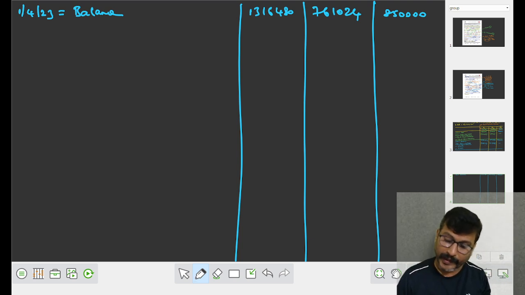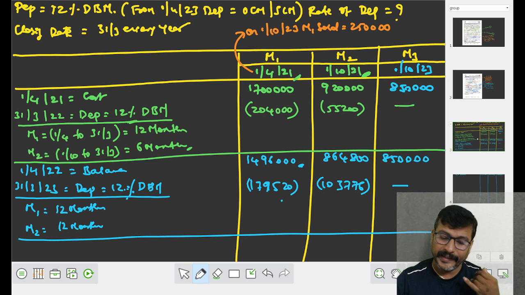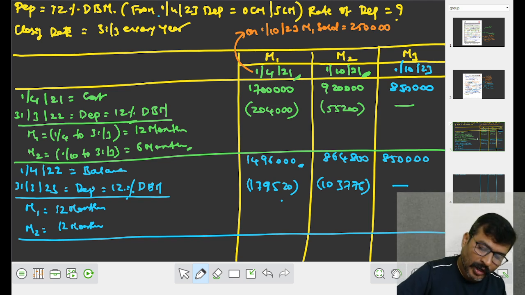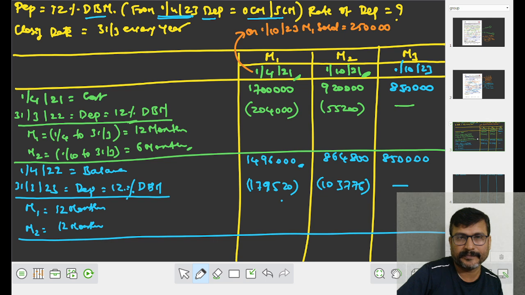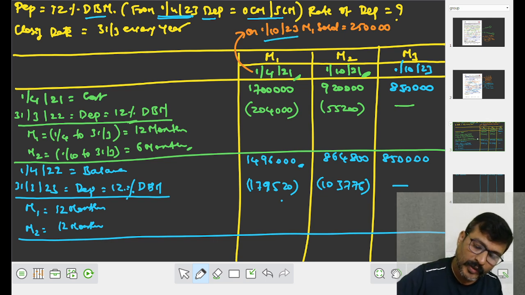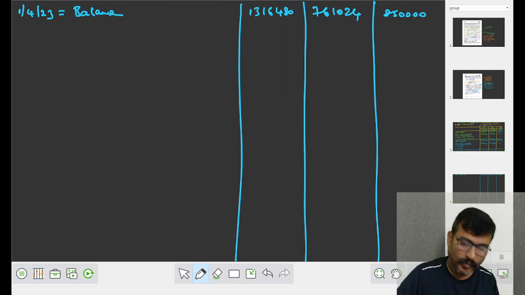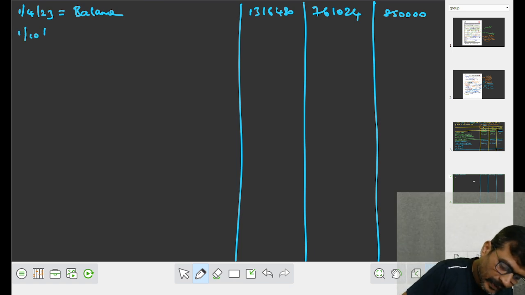Now what happened? Now I am on 1st April 23, right? See what happened. On April 23, depreciation is changed from diminishing balance to straight line method. Secondly, on October 23, M1 is sold. What sold? On 1st October 23, M1 sold.